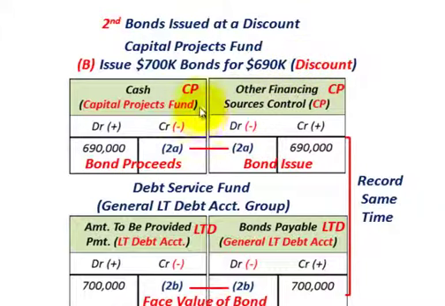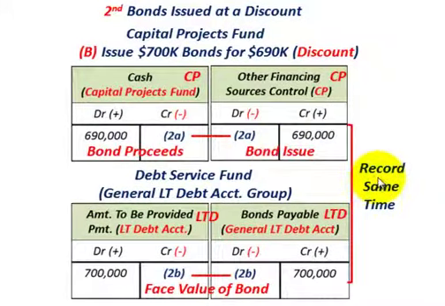Okay, same thing here. So when you're looking at issued at a discount, again, you have your Capital Projects Fund here, the cash amount under Capital Projects Fund, debit that here for $690,000, the actual bond proceeds. And then over our credit is going to go to other financing sources, control account here, credit that here for $690,000. So here, again, bond proceeds for the bond issued.